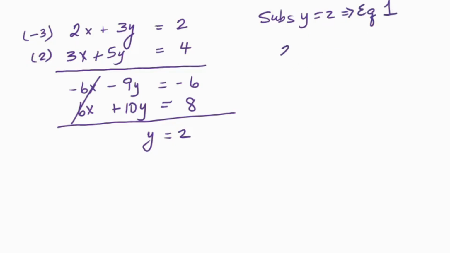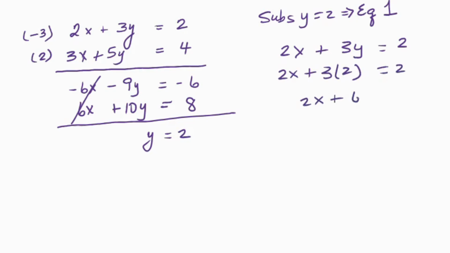So I'm going to write that in its original form. 2x plus 3y is equal to 2. And wherever I see y, I'm going to put 2. So now this becomes 2x plus 3, and y should go here, so I'll put 2, is equal to 2. So then this becomes 2x plus 6 is equal to 2.